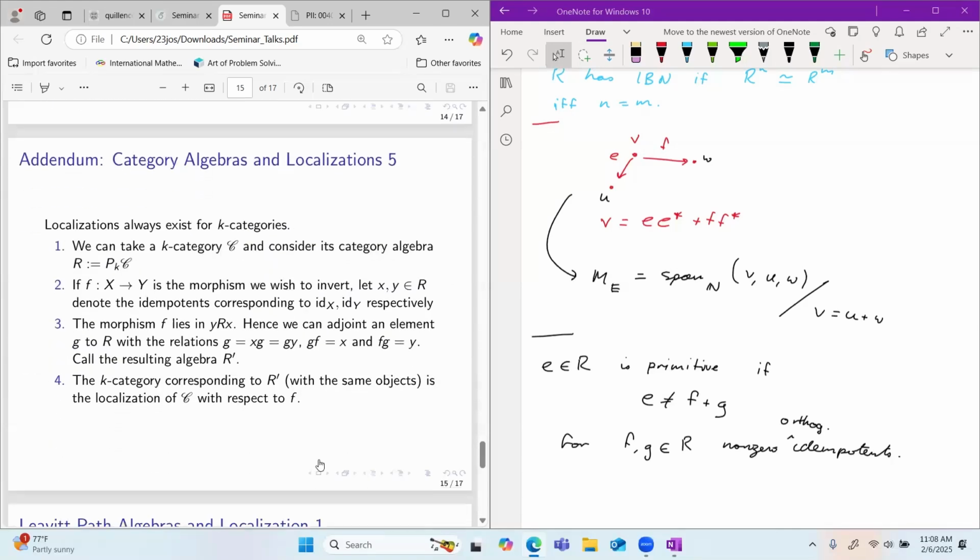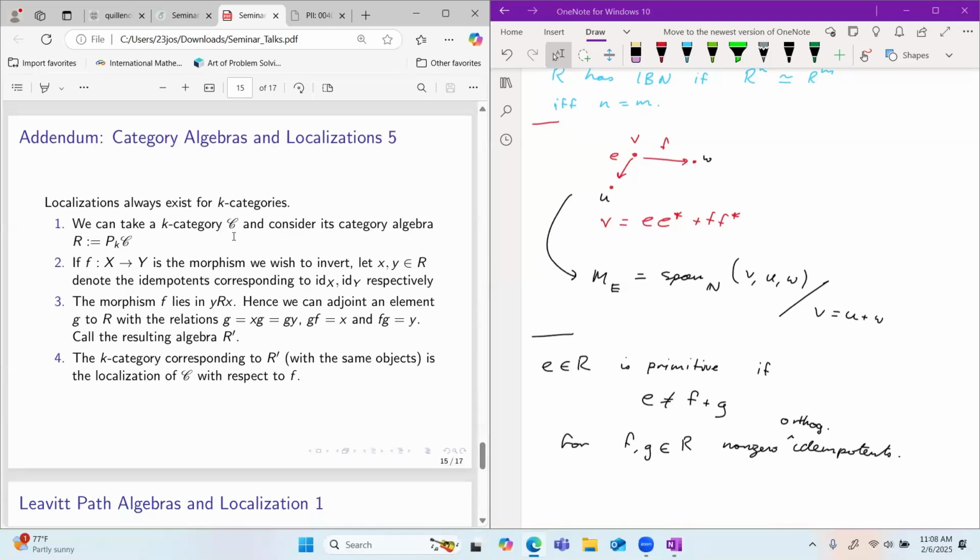So the recipe is you can take a K category C, and you spit out its category algebra. And if this morphism F in C is what you want to invert, you let X and Y denote the idempotents corresponding to the identity of X and Y respectively. Then the morphism F lies in this part of your category algebra. And so we just formally adjoin an element G subject to these relations here.